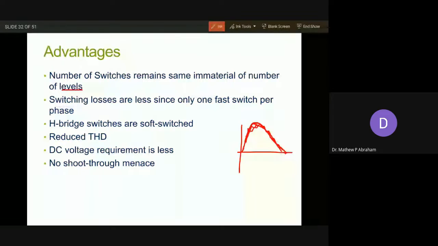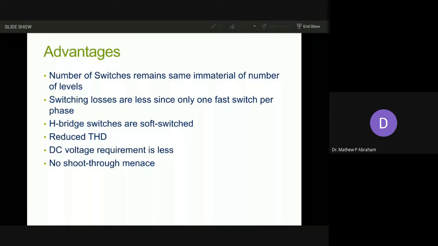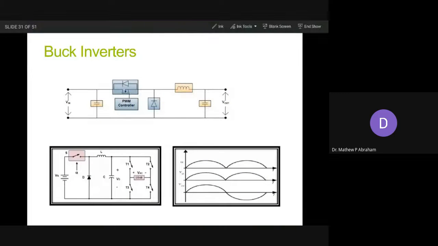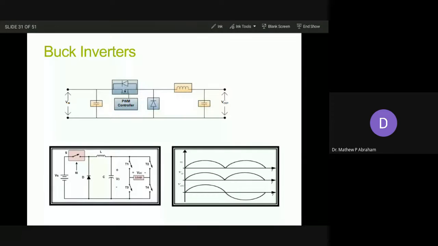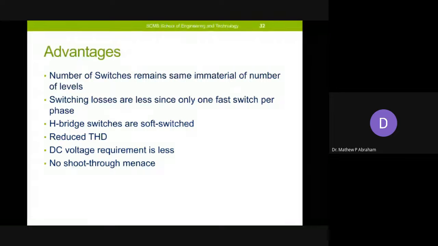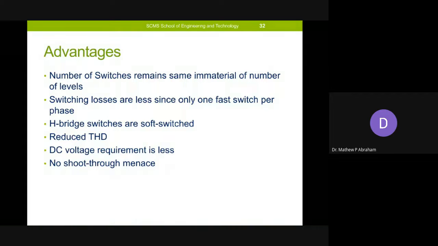And the switching losses are less because only this switch is operated as PWM. These switches are operated at power frequency only, right? The switching losses will be less in this case. And it will have reduced THD. DC voltage requirement is less.